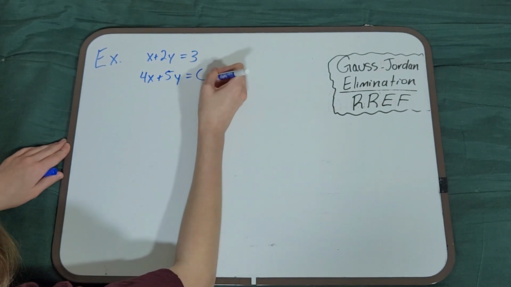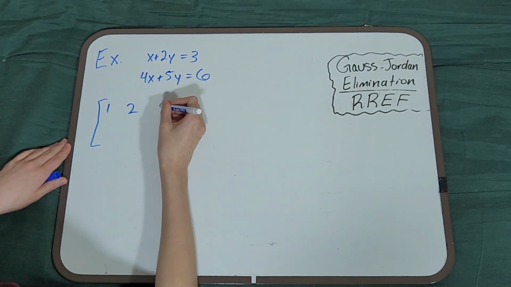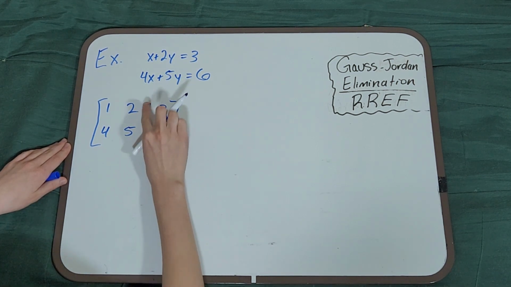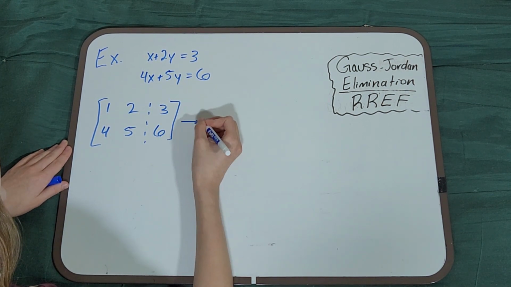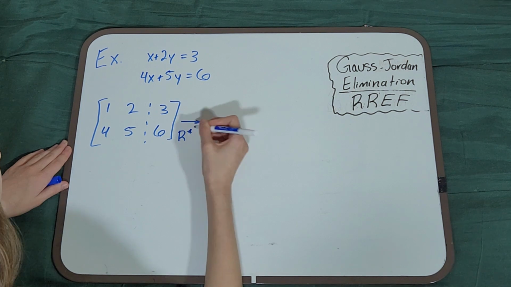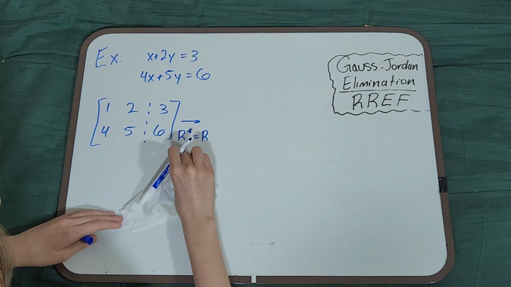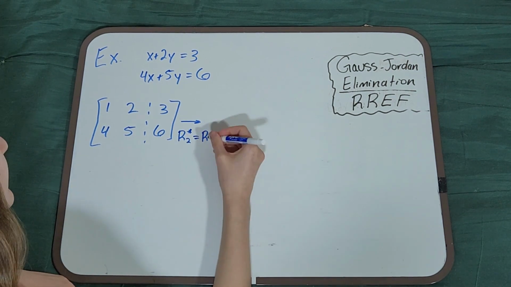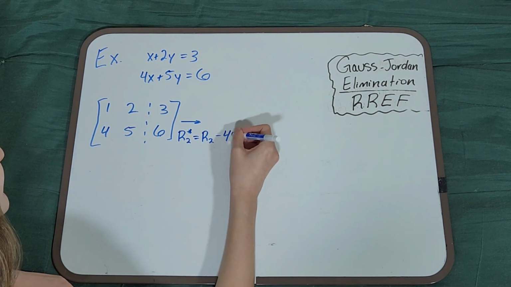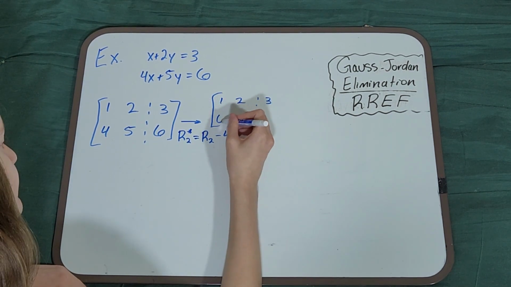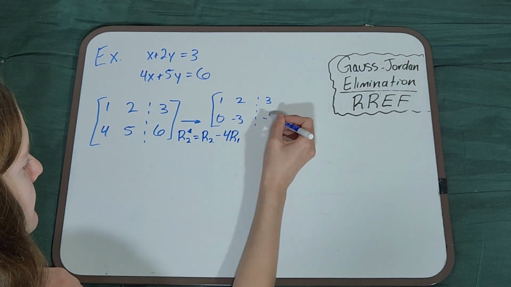Here is a set of linear equations. Always start by putting it into a matrix. Now let's follow the steps to get it into reduced row echelon form, also called RREF. So first we'll get the uppermost value to 1, which is already done. Next we'll get all the entries below the 1 into zeros. So R2 is equal to R2 minus 4R1.